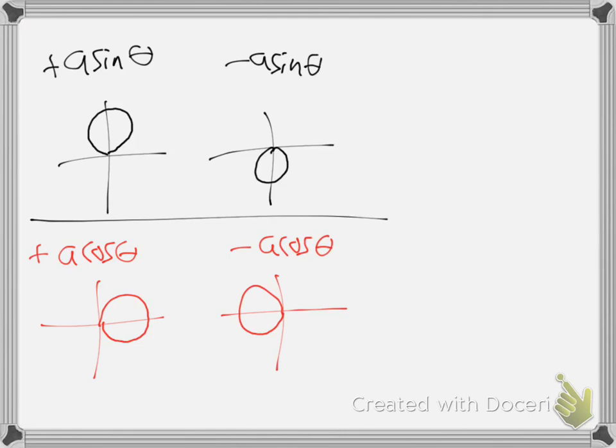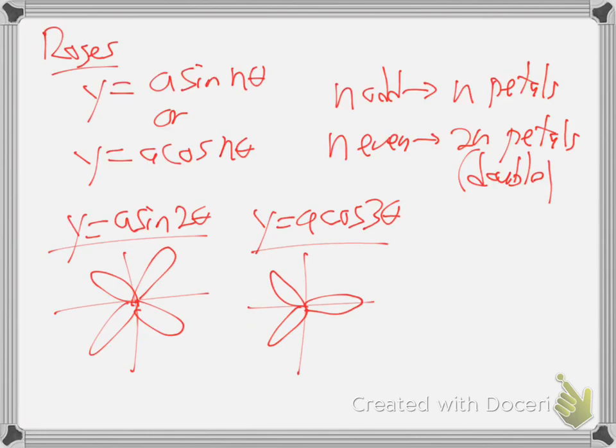So those are the basics. Those are just the basic pictures and shapes. And then we have the fancy roses. How do you recognize the roses? Well, with the roses, they always have something multiplied by the angle, like a 2 theta or a 3 theta. That makes the extra petals come into play.